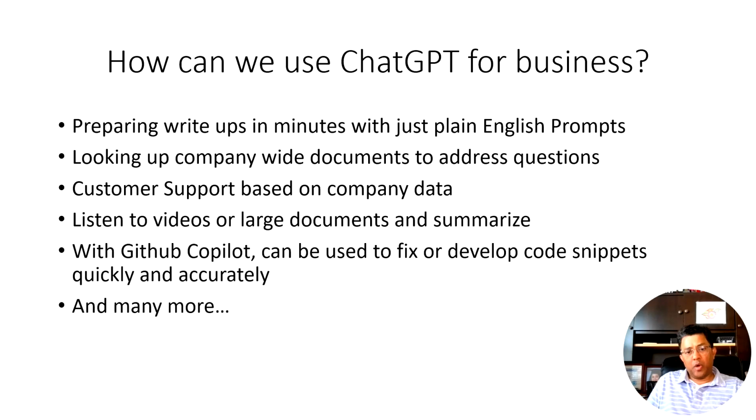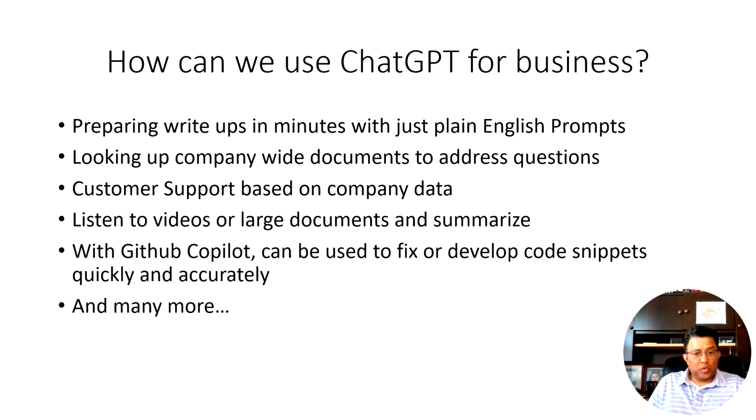So let's see how we can use ChatGPT for business. In this case, we are going to be focusing on generative AI for generating text, normal English text. You can use it for preparing write-ups in just a few minutes with just normal English-speaking prompts. We can use it to look up company-wide documents, to address questions and provide customer support to customers or employees, based on the corporate data that could be hidden in Word files, PDFs, web pages, what have you.